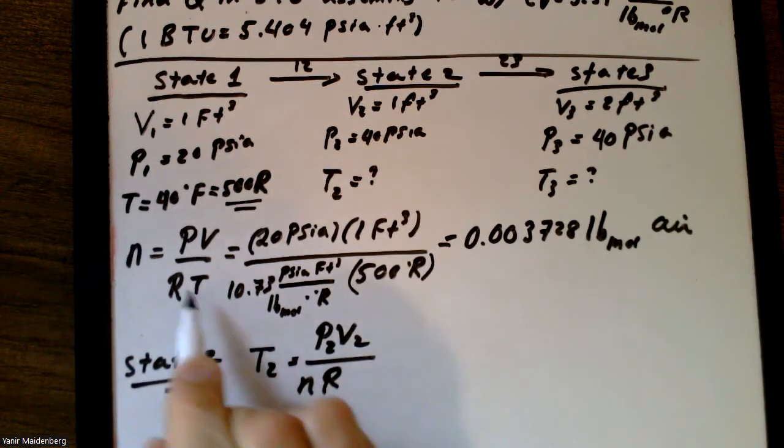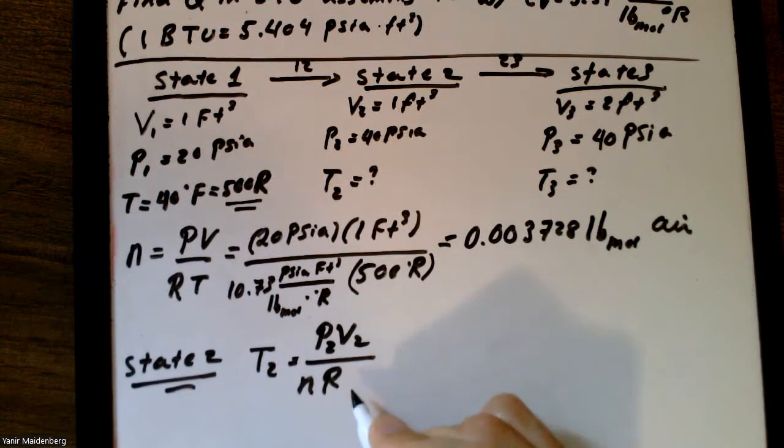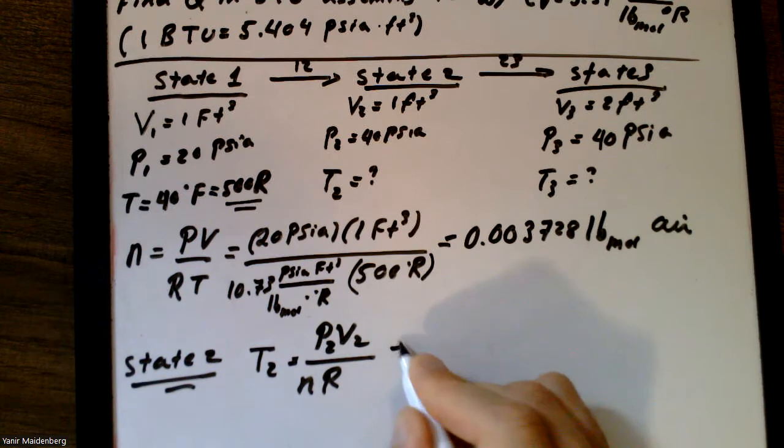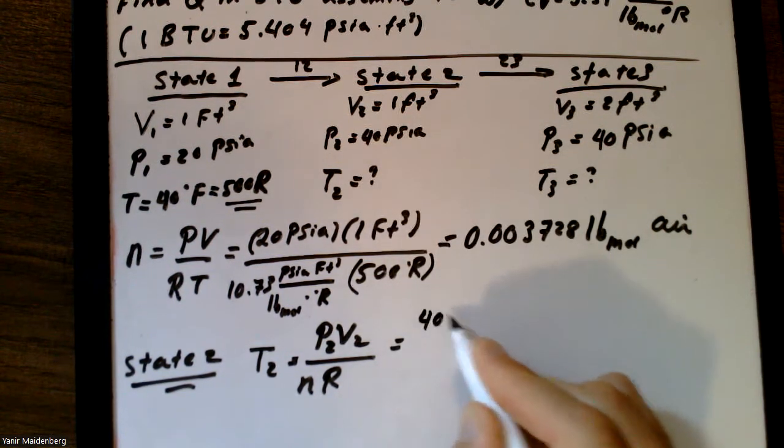Okay, I have the N. It's the same N as all of them. They're all the same N. So that's great. Use the same R as before because it's the same units. So I have 40 psi.